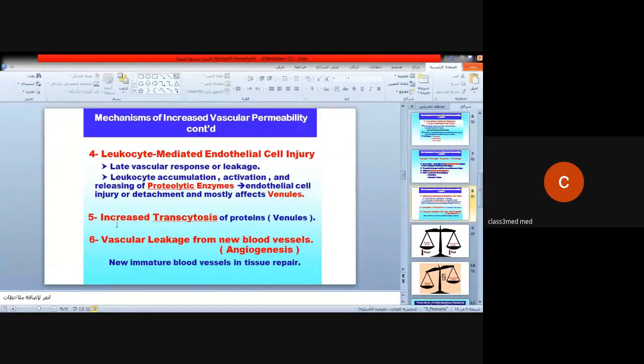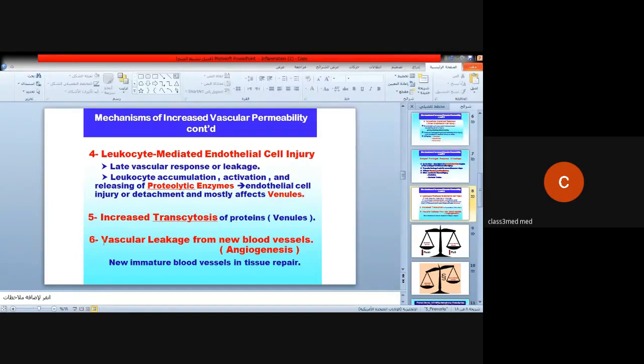The fifth mechanism is increased transcytosis of protein by formation of channels within the cytoplasm of the endothelial cell that transport the protein and plasma into the extravascular spaces. This mechanism also occurs in the venules.